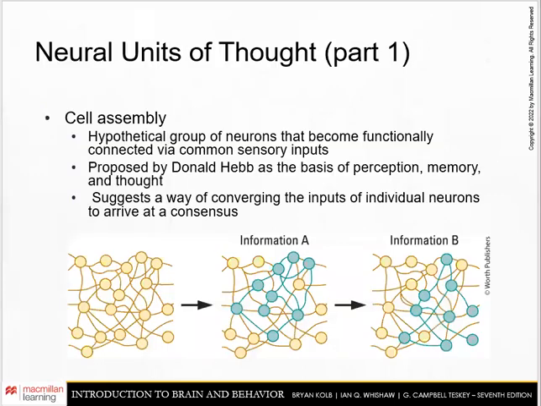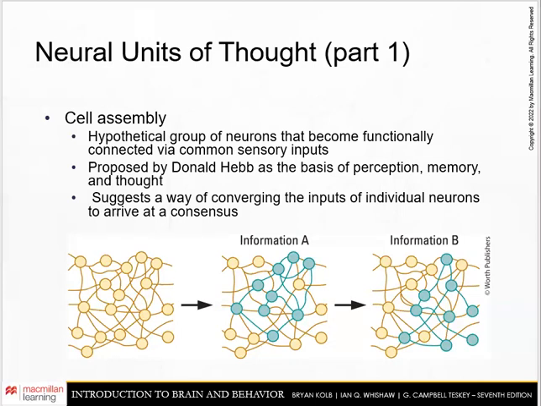So if we're thinking about some of the neural units of thought, there's the cell assembly. This is a hypothetical group of neurons that becomes functionally connected via common sensory inputs. This idea or concept was proposed by Donald Hebb as the basis of perception, memory, and thought. It suggests a way of converging the inputs of individual neurons to arrive at a consensus.